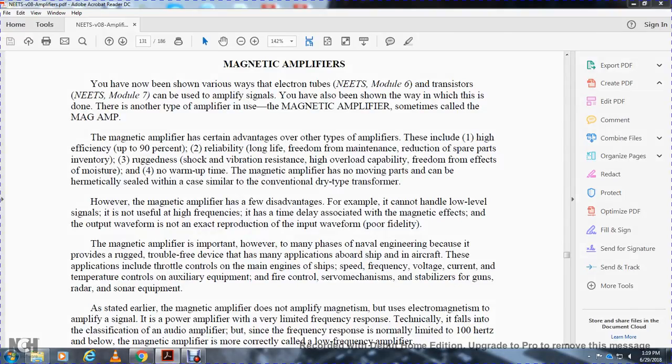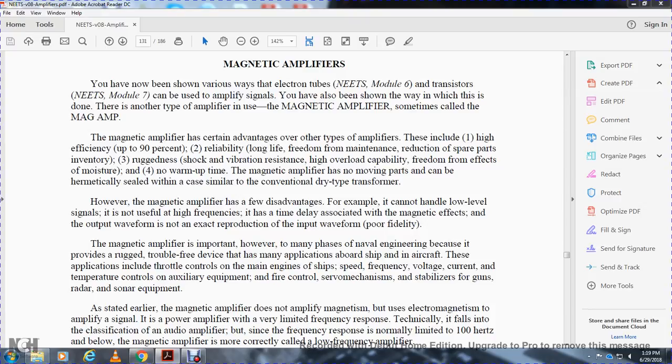All right, Chapter 3, NEETS Module 8. Magnetic amplifiers. You have now been shown various ways that electron tubes and transistors can be used to amplify signals. You also have been shown the way in which this is done.